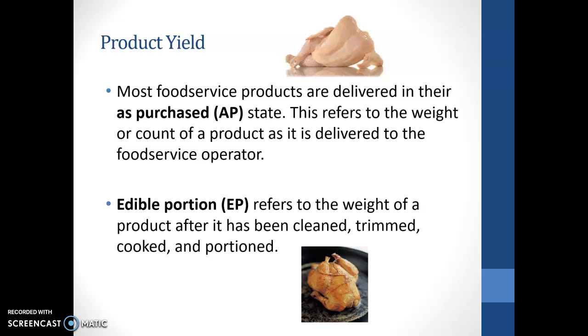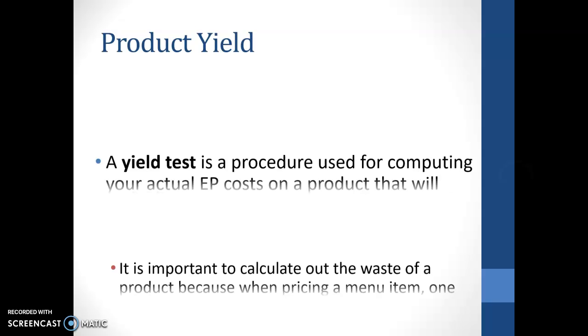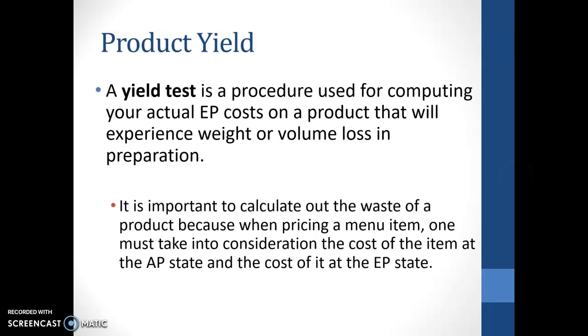The EP, the edible portion, refers to the weight of a product after it has been cleaned, trimmed, but also cooked and portioned. So this also means everything that is done when we're ready to serve it to the customer. And as everybody knows, as a product cooks or as we prepare it, it obviously loses something. So typically what kitchen managers or chefs do, they actually perform something called a yield test. And this is essentially where we're calculating the actual EP cost of a product, because we know that it's going to experience some loss during cooking or preparation.